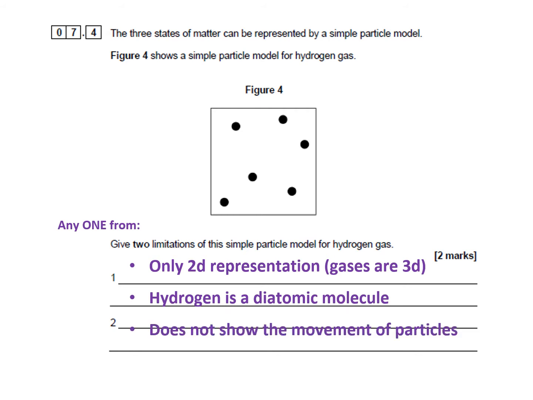It doesn't give you any indication of the movement of the particles, so you can't see them moving in any way, shape or form. Remember, I often draw little cup shapes behind them to indicate that they're moving, but even that is not really accurate. And it's not showing that there are any intermolecular forces between our hydrogen gas molecules, which clearly, though they're weak, there still are. So any 2 limitations, any 2 of those to get your 2 marks.